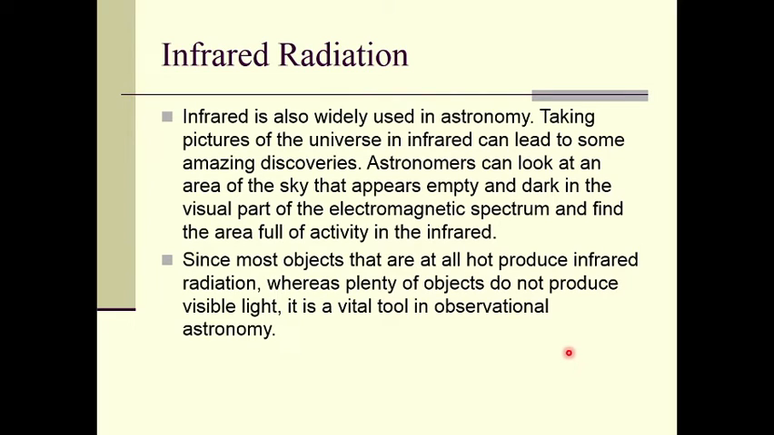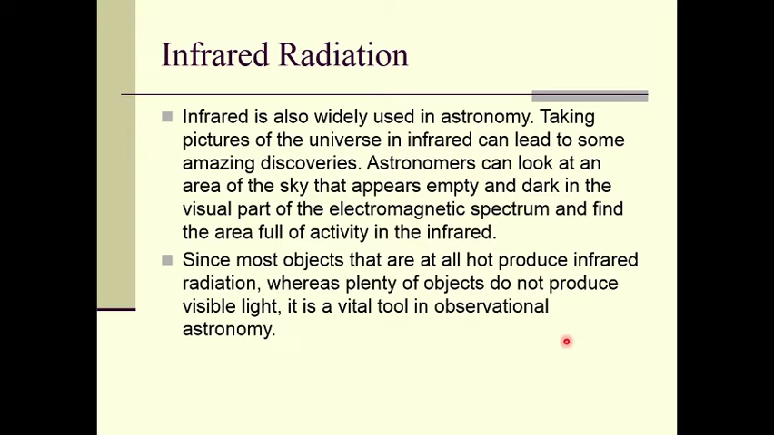So, some astronomical objects or celestial bodies emit infrared radiation. Sometimes we may not see anything in some part of the sky, but if we use infrared devices, they will detect the infrared radiation coming from that part, and we can see a large activity in that area, right, by using infrared radiation.